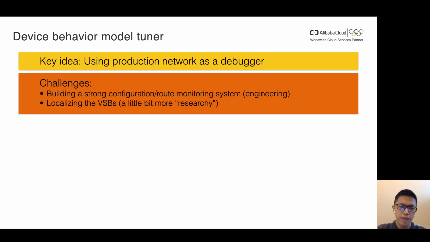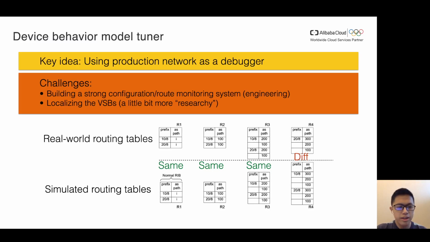We build a device behavior model tuner which uses the production network as a reference for our debugging. The key challenge here is how we can detect VSBs. As shown in this example, the model tuner periodically collects real-world routing tables and checks the difference between the real-world routing tables and simulated routing tables in order to find the difference.